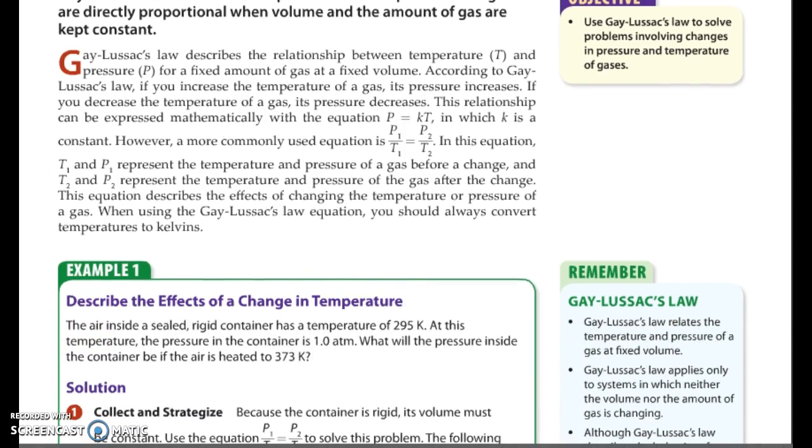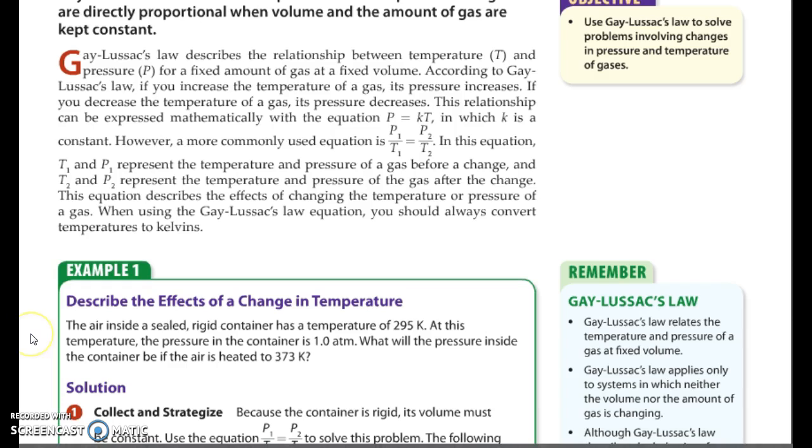Gay-Lussac's law, as we just said, relates temperature and pressure of a gas at a fixed volume. Gay-Lussac's law applies only to systems in which neither the volume nor the amount of gas is changing. And then this one's going to say, although it describes most gases, it does not describe all gases at all conditions.